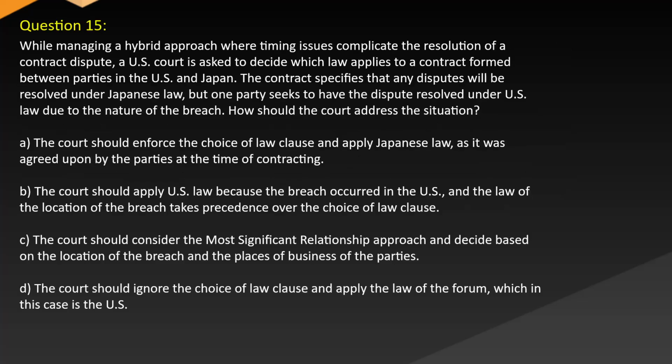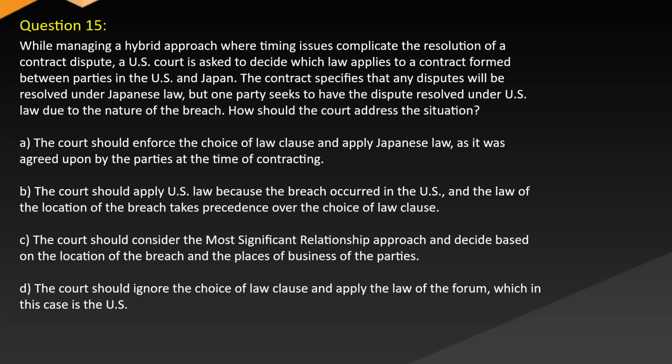Question 15. While managing a hybrid approach where timing issues complicate the resolution of a contract dispute, a U.S. court is asked to decide which law applies to a contract formed between parties in the U.S. and Japan. The contract specifies that any dispute will be resolved under Japanese law, but one party seeks to have the dispute resolved under U.S. law due to the nature of the breach. How should the court address the situation?